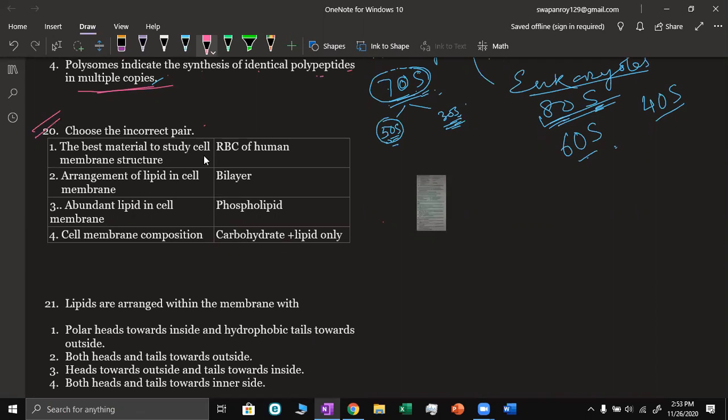Now question number 20. The best material to study cell membrane structure. Here, check the matching, which is correct or incorrect. RBC of human. Arrangement of lipid in cell membrane, a bilayer. Abundant lipid in cell membrane is the phospholipid. Cell membrane composition, carbohydrate, lipid only. When the plasma membrane structure and its properties were studied, it was the membrane from the RBC, red blood corpuscles.